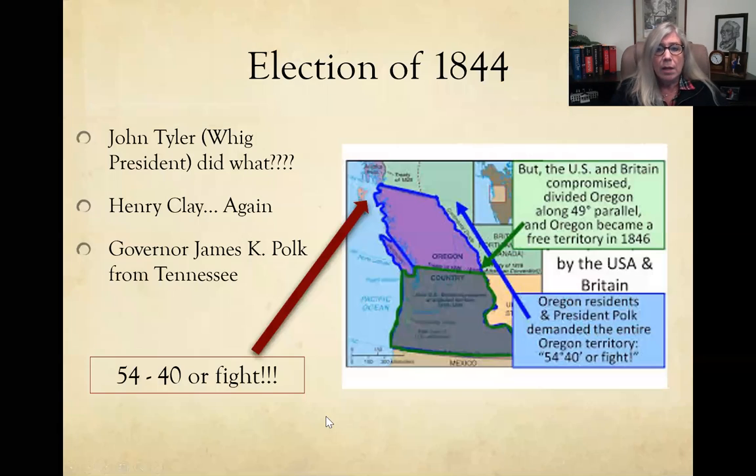All right, 1844 becomes the next election year, and you'll remember William Henry Harrison. We've already talked about him. He was president for like 30 something days.